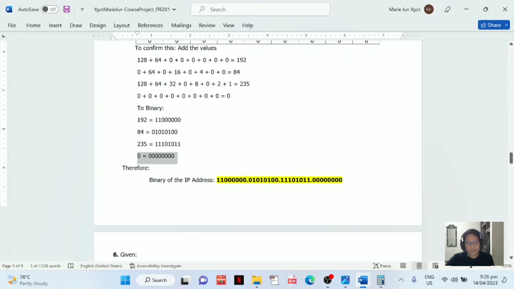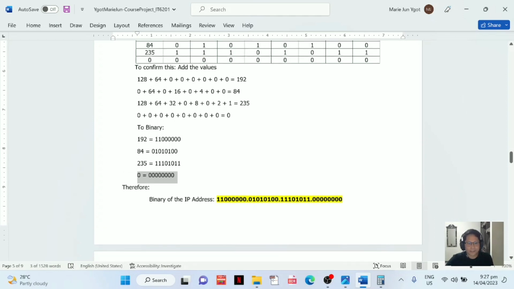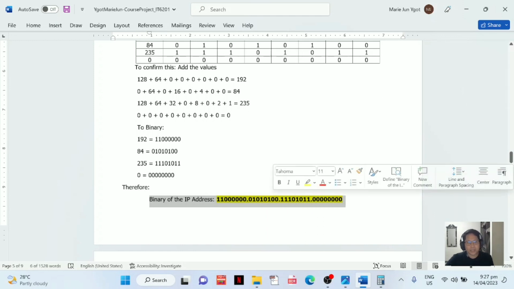Okay, so therefore our binary of the IP address is 1 1 0 0 0 0 0 0, 0 1 0 1 0 1 0 0, 1 1 1 0 1 0 1 1, 0 0 0 0 0 0 0 0. So this is our final answer. This is our binary of the IP address.